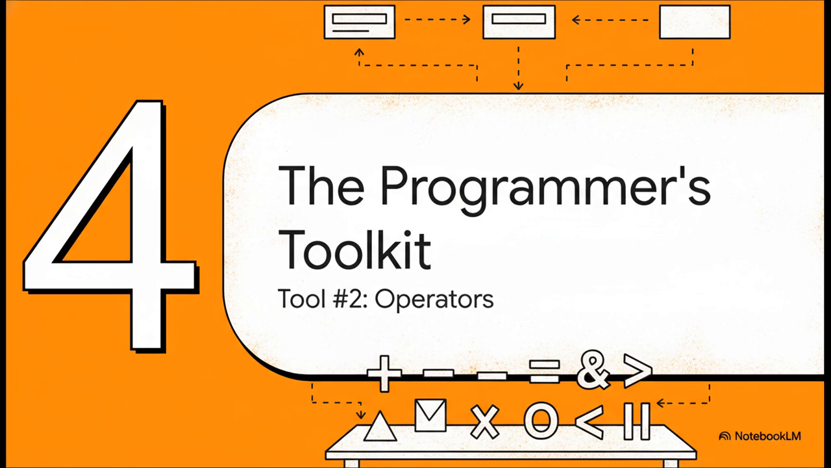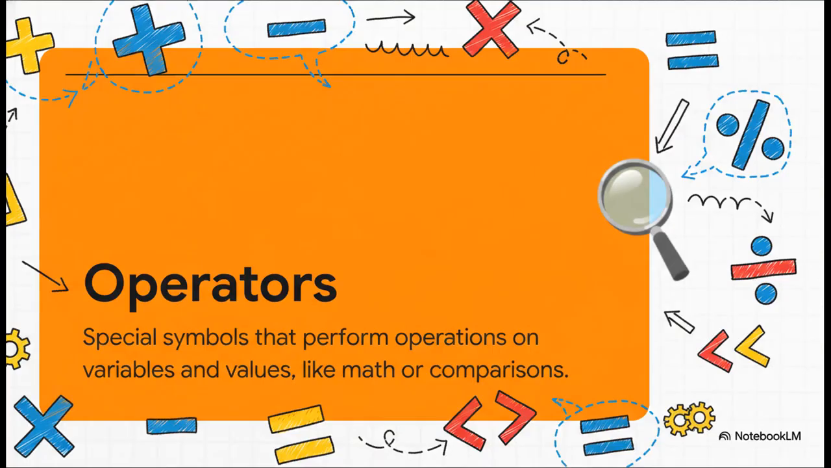Okay, so we've got our data stored away in variables. Now it's time to actually do something with it. And for that, we need our next tool from the toolbox, operators. Just think of these as the tools on our workbench. Operators are really just the special symbols that let us perform actions, most of these from math class. They're what we use to add, subtract, compare, and basically manipulate the values that are inside our variables.